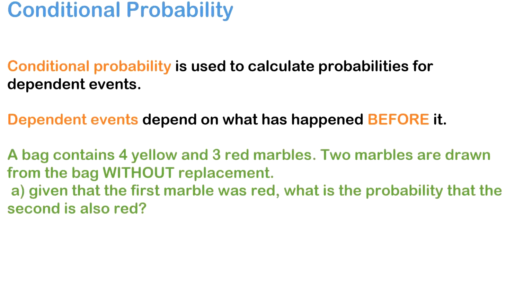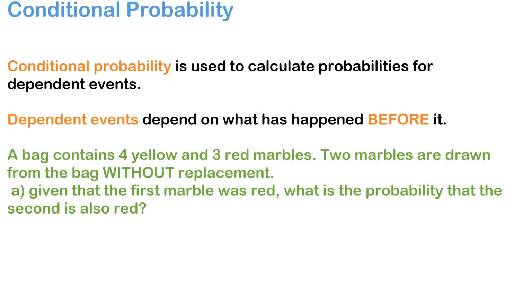In this video, we're looking at conditional probability. Conditional probability is used to calculate probabilities for dependent events. So, what is a dependent event? A dependent event depends on what's happened before it. So, something has to have happened for us to find out that dependent event.